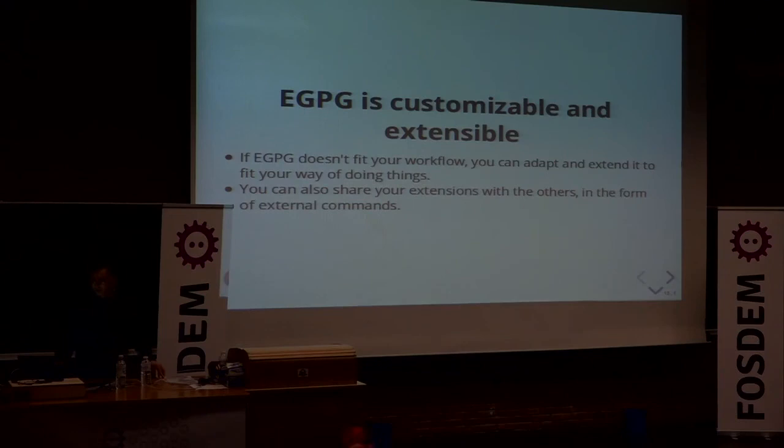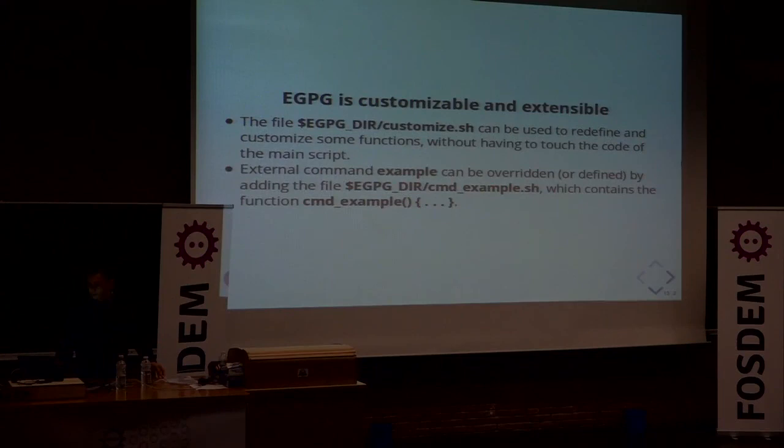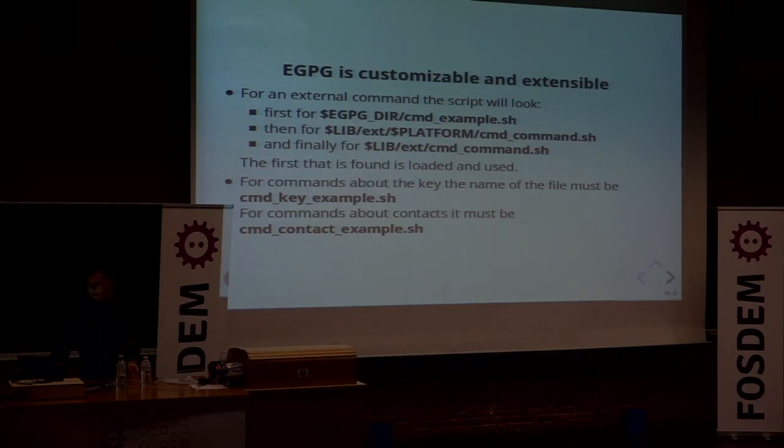eGPG is customizable and extensible. If eGPG doesn't fit your workflow, you can adapt and extend it to fit your way of doing things. You can also share your extensions with others in the form of external commands. The file customize.shell can be used to redefine and customize some functions without having to touch the code of the main script. An external command named example can be overridden or defined by adding the file cmd_example.shell in the egpg directory. For an external command, the script will look in several places, and the first one that it finds will be picked up.